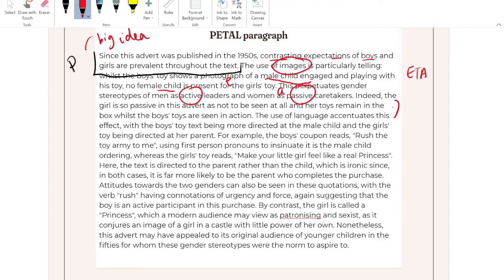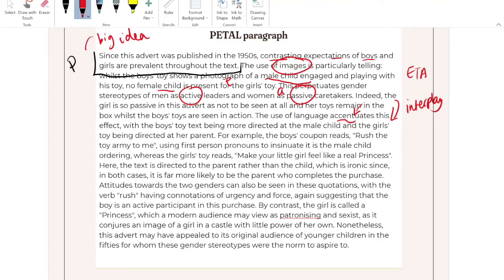Then we're thinking about interplay, right? So how does the text used come together to create that same meaning between the images and the text? Remember, that is our guiding question. So it's talking about the use of language accentuates. This word here shows that we're building on the point that we made before. We're thinking about interplay. Not only do the images demonstrate that the boy is active whilst the girl is passive, so too does the text.